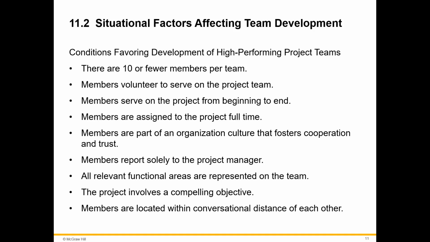So they look at all relevant functional areas that are represented on the team. And of course, the project involves making sure you have a compelling objective, making sure the members are located within conversational distance of each other, and eventually creating a good harmony altogether. So a lot of times when you start to look at building a high performance project team, the idea is you want to find the right individuals altogether. By finding the right individuals, you want to recruit the right members.